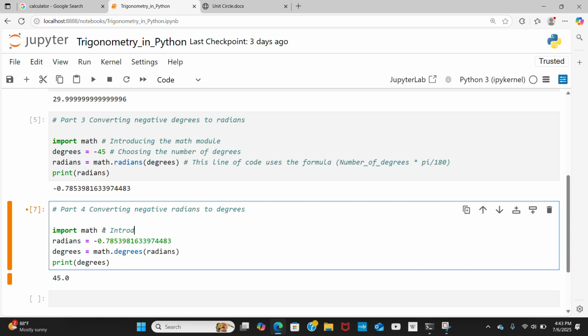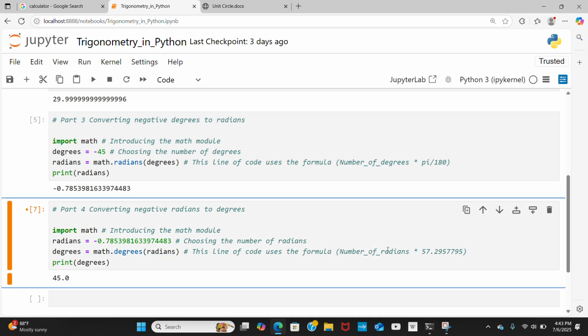You're introducing the math module so you can use mathematical functions. You're choosing the number of radians, and this line of code uses the formula number of radians times 57.2957795. Now we're going to check this with this formula.